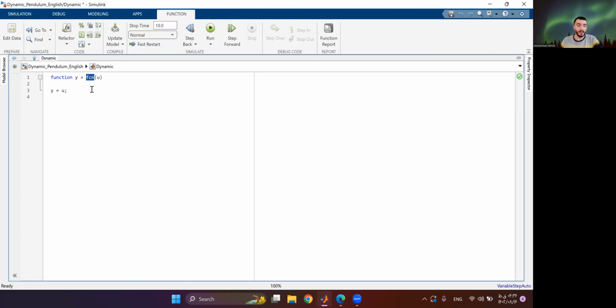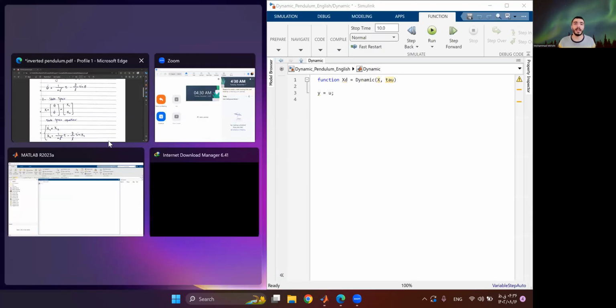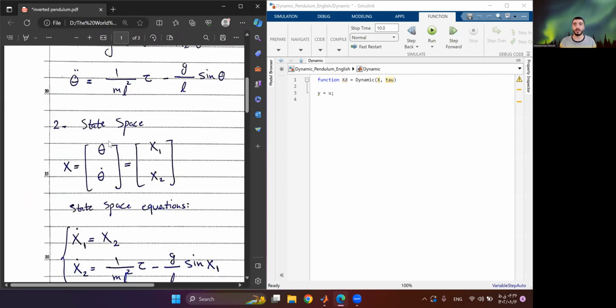Okay, change the name of the MATLAB function to dynamic. And the inputs of this MATLAB function are x and tau. And the output is x dot. We consider the equation as a system, and we consider all of the variables and parameters as a vector.